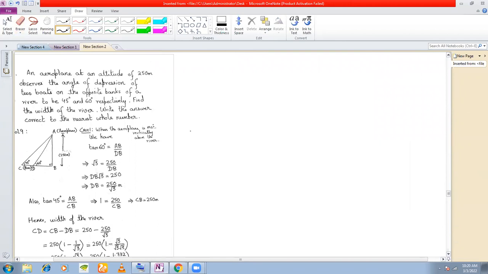What do you mean by opposite banks? So the two boats are separated by the river, right? One boat is on one side, the other is on the other side, right? That is what you mean by opposite banks. The two boats are on the opposite banks of the river. Find the width of the river. Write the answer correct to the nearest whole number. Now, what does this question mean?